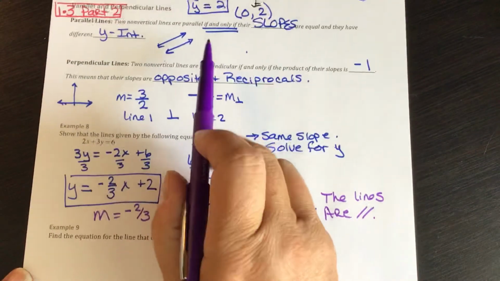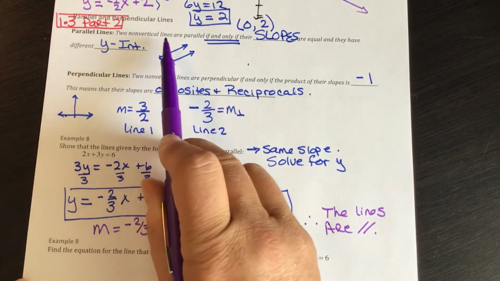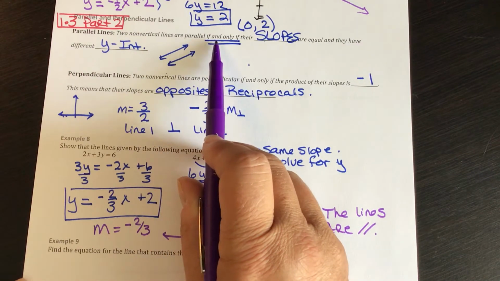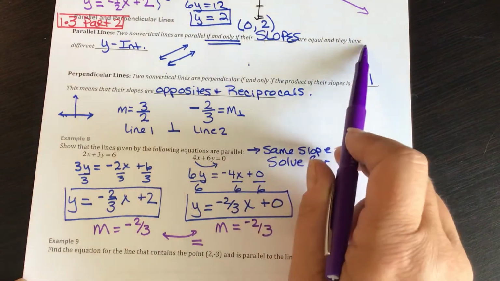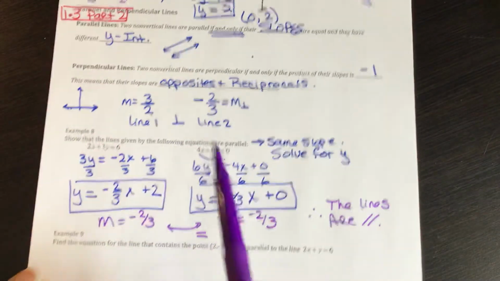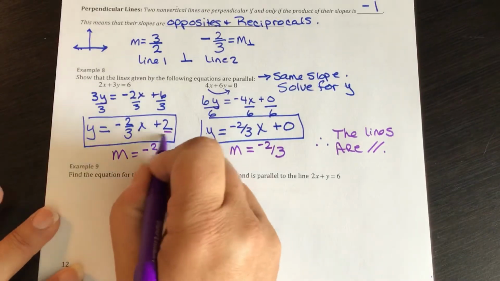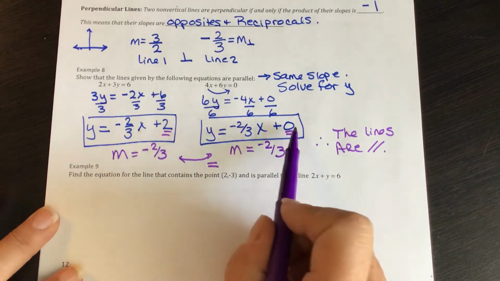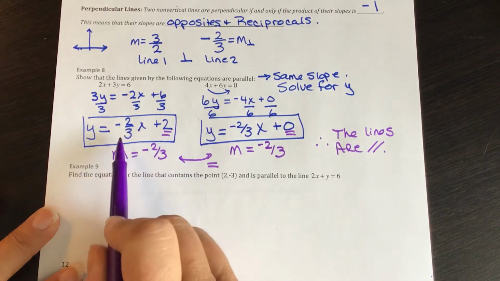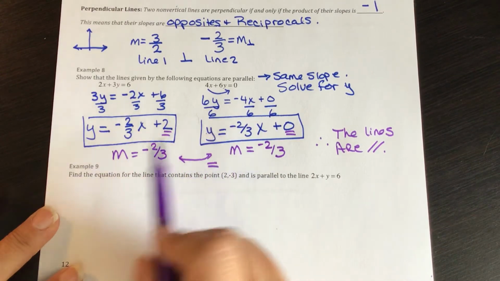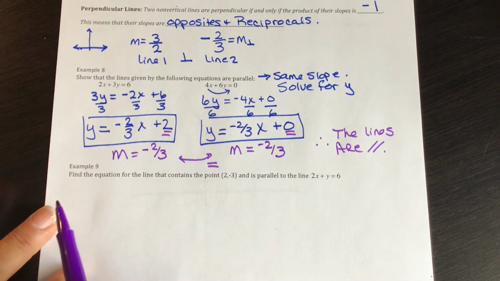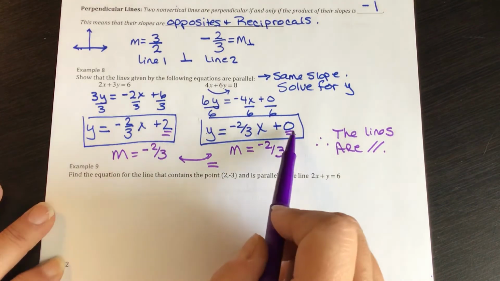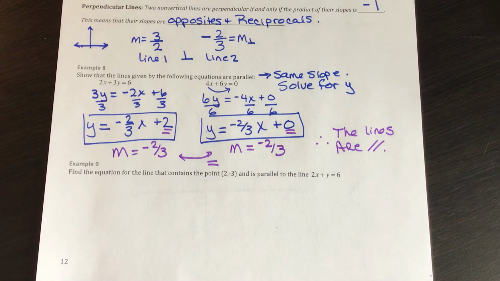Notice in the definitions it says they're non-vertical lines, they're parallel if their slopes are equal and they have different y-intercepts. These do have different y-intercepts, and that's necessary because if they had the same y-intercept and the same slope, these would be the same line. Okay, so if it's going to be parallel, it has to be through a different point on the y-axis.